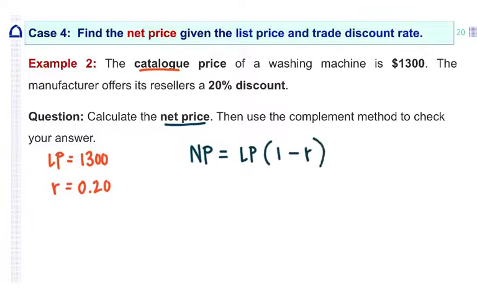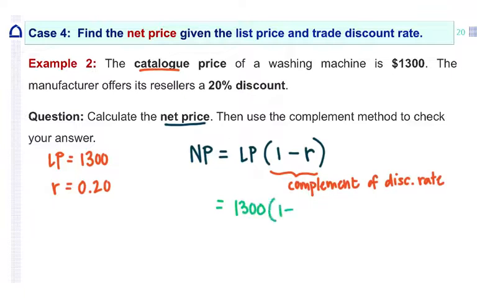The only difference between the way I'm writing it and the formula sheet is they call this the complement of the discount rate. So if we plug and chug the numbers, 1,300 times 1 minus 0.20 would give us a net price of $1,040.